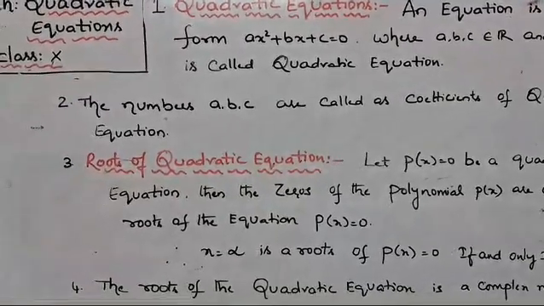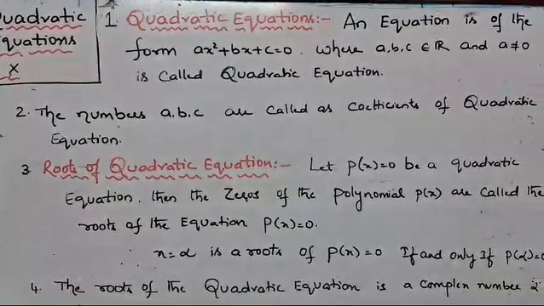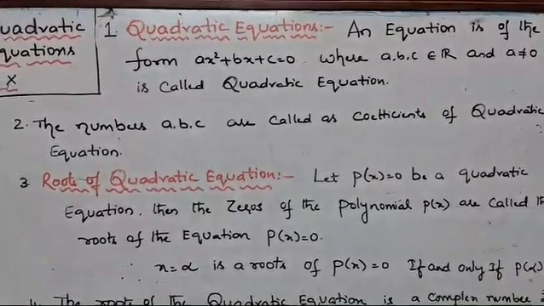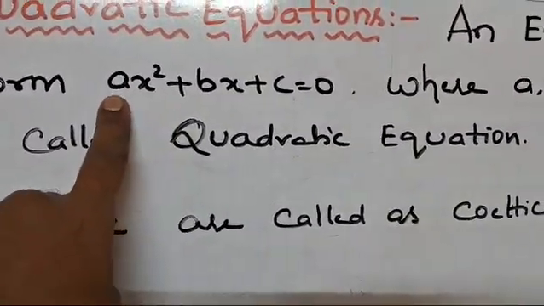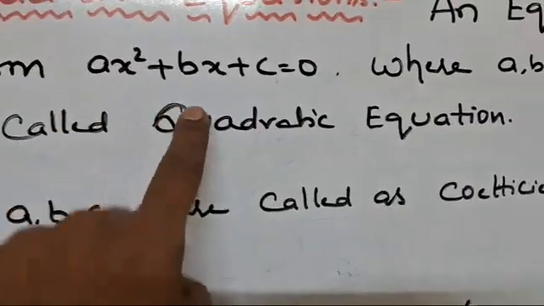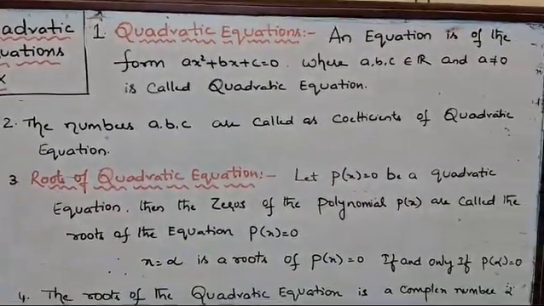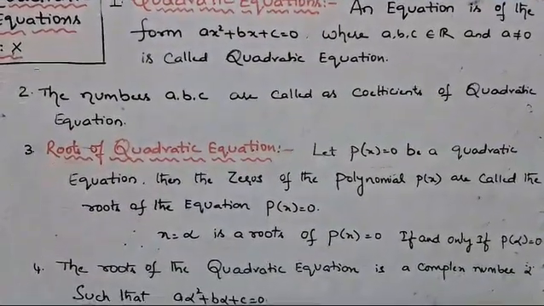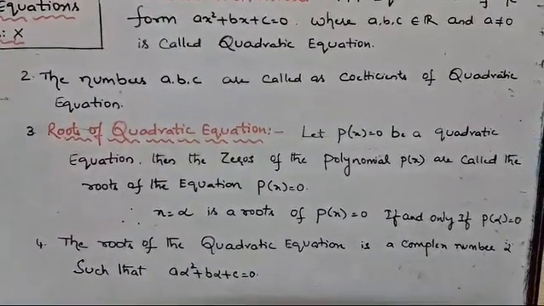Okay, the second point: the numbers a, b, c are called the coefficients of the quadratic equation. So whatever the x² coefficient is, that is a; the x coefficient is b; and the constant is c. So this a, b, c are called the coefficients of the quadratic equation. They may be either positive or negative, or any fraction, or any real numbers. Coming to the third one, roots of the quadratic equation.